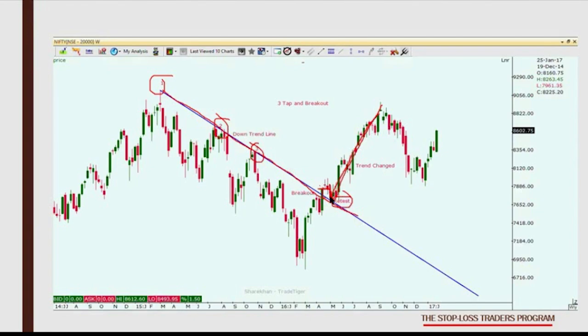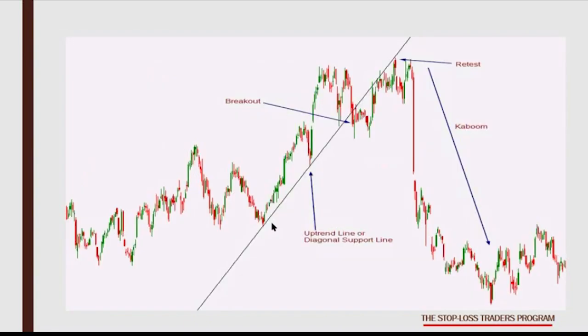Right? A small support was there, right? So this is an SR flip area in Nifty. Again, can you see this resistance, friends? Can you see this resistance? And then again here, another resistance.